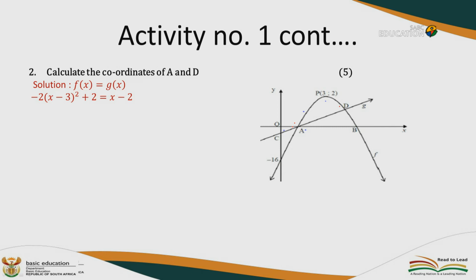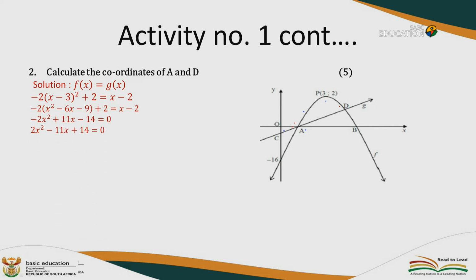You equate it to x minus 3. So when you simplify, we just get negative, okay? You remove the bracket, you expand the bracket and simplify. Apply the FOIL method. Then when you simplify, you get negative 2 into x squared minus 6x minus 9 plus 2 is equal to the straight line, which is x minus 2. We simplify. When you simplify further, you get negative 2x squared plus 11x minus 14 is equal to 0.